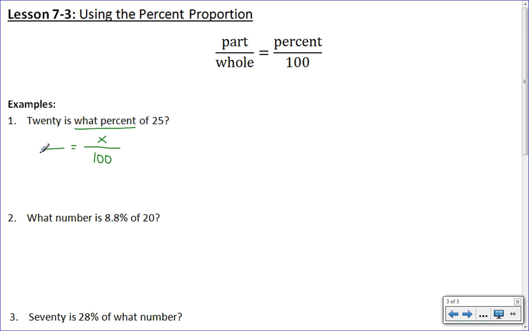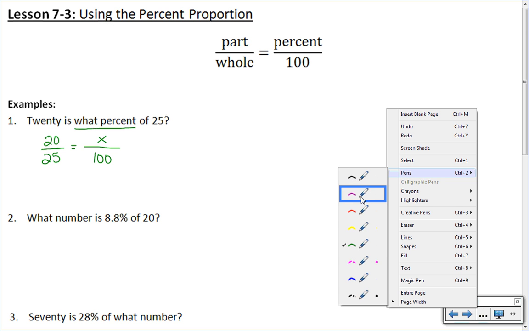Now what we need to figure out is which part is the part and which part is the whole. Well, it says 20 is what percent. So 20 will be the part, of 25, and 25 is the whole. And usually in problems like this, where this is just a straightforward sentence, where you can find the word of will give you what the whole is, because it's some percent of the whole.